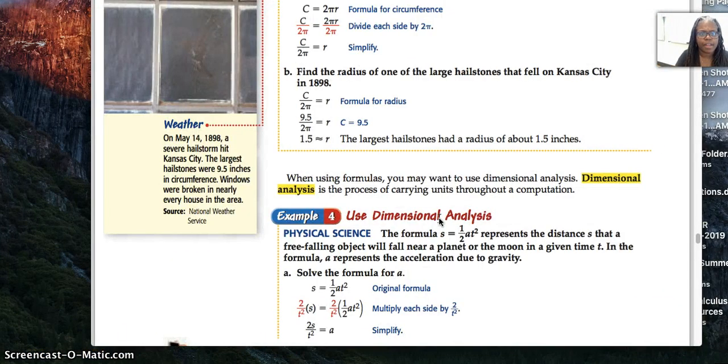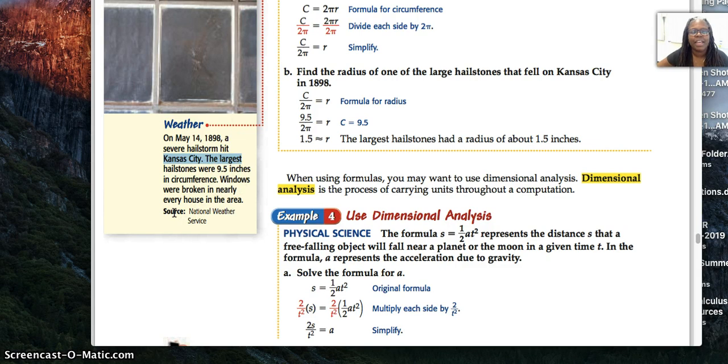So now let's get some more information so we can answer this question. So let me see if I can find it. Okay, so over here it's showing us that on May 14th in 1898, a severe hailstorm hit Kansas City, and the largest hailstones were 9.5 inches in circumference.